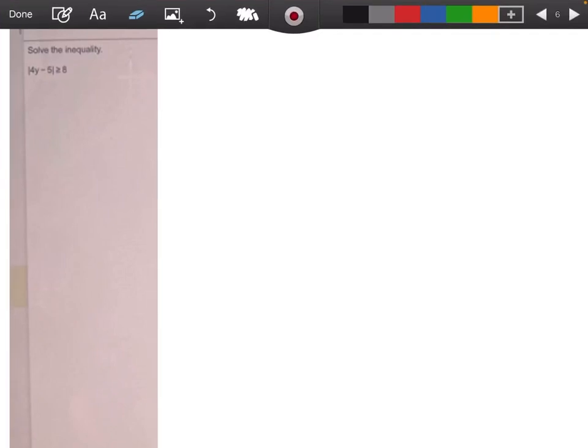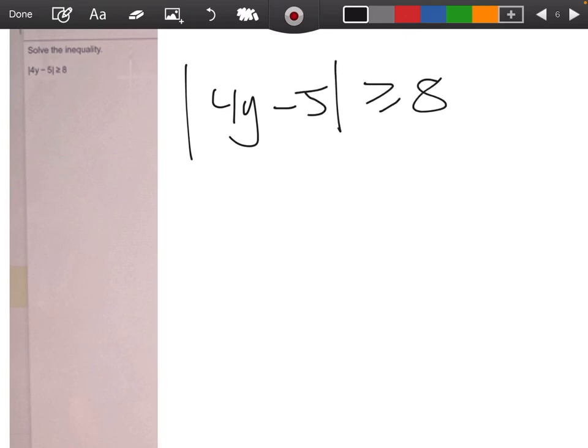All right, y'all, this is a question out of the homework, and it says for us to solve the inequality. I'm just going to rewrite it so it's a little bit bigger. So we have the absolute value of 4y minus 5 is bigger than or equal to 8.